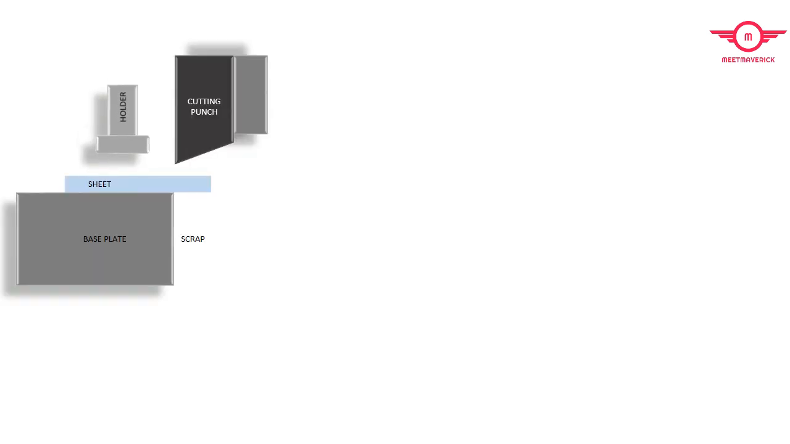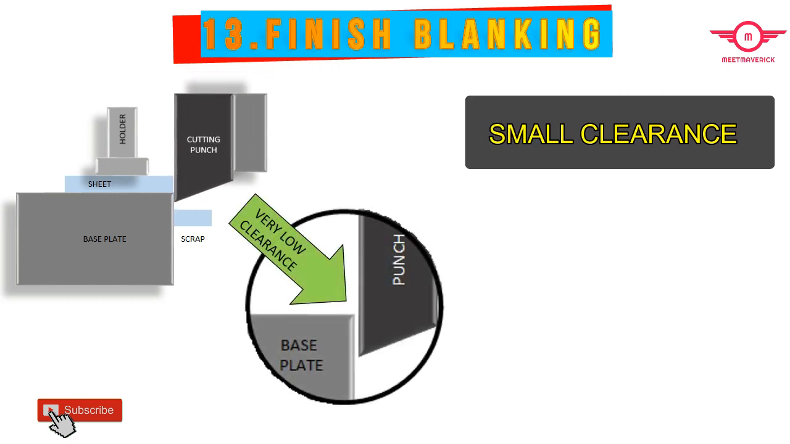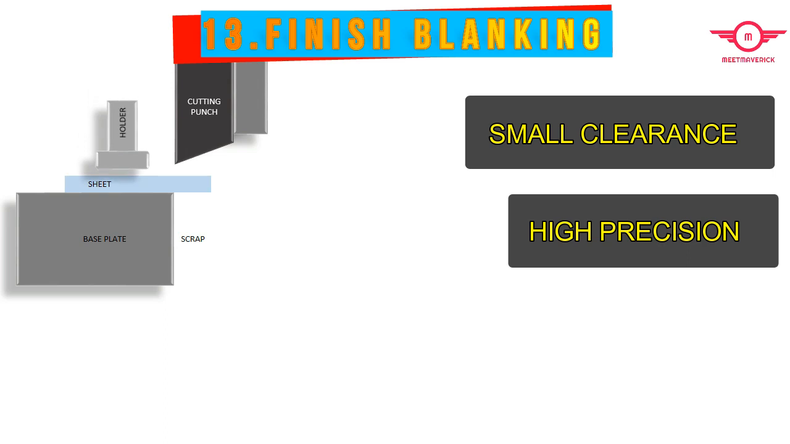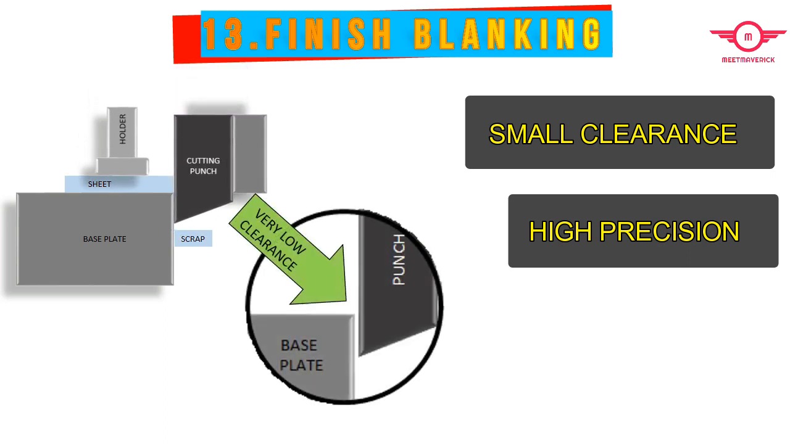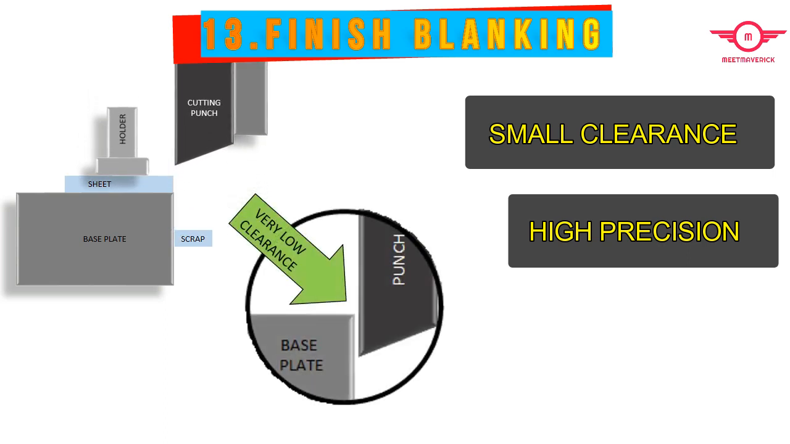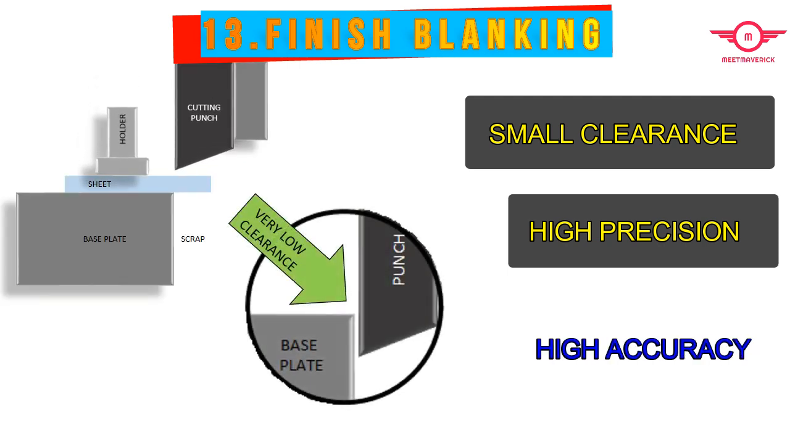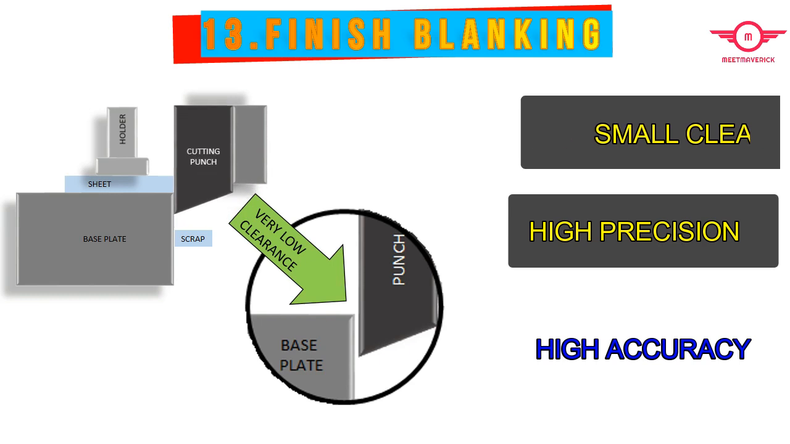Finish blanking. Finish blanking is a precision blanking method in which the clearance between the punch and the die is extremely small, and a small radius is machined in the corner part of the die, resulting in smooth, rupture-free, three-dimensionally accurate shear faces.